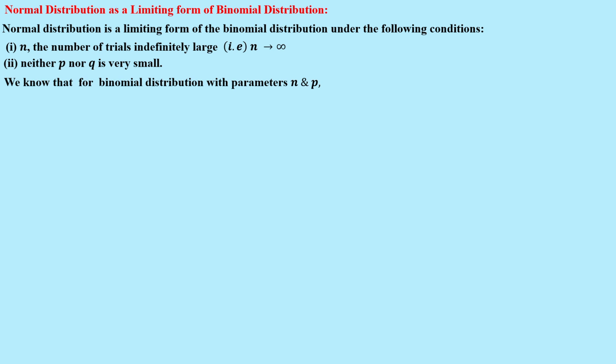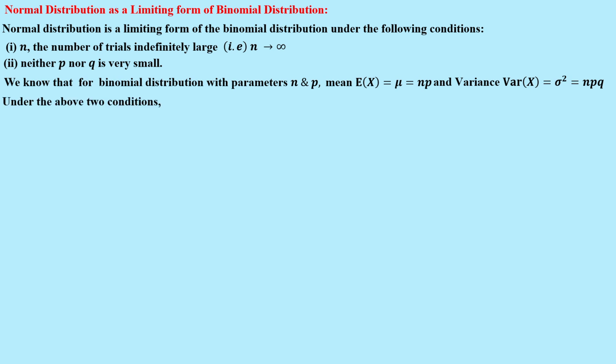We know that for a binomial distribution with parameters n and p, the mean, expected value of x, is mu, that is np, and the variance, sigma square, is npq, right? Under the above two conditions, the distribution of the standard variate z is equal to x minus mu by sigma. Substituting the values of mu and sigma, z is x minus np by root npq, right? So that is equation number 1.